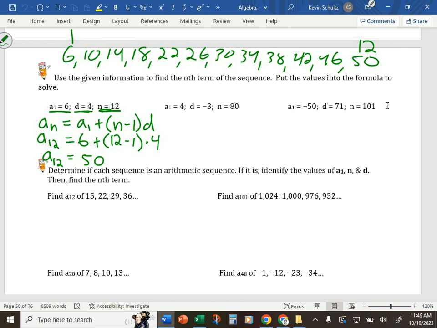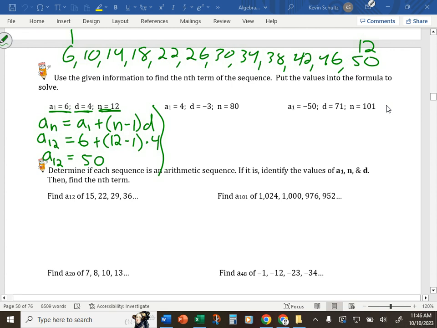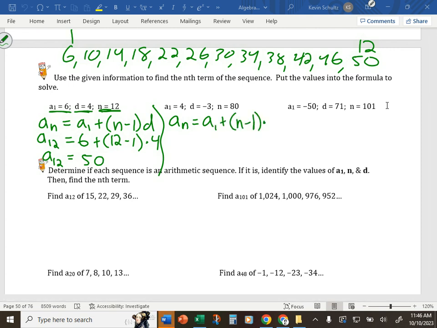Okay, next one. The first term is 4. The pattern is -3, which means we're subtracting here. Our pattern will be decreasing. Okay, and we want the 80th term. So a_n equals a_1 plus, in parentheses, n minus 1, times d.